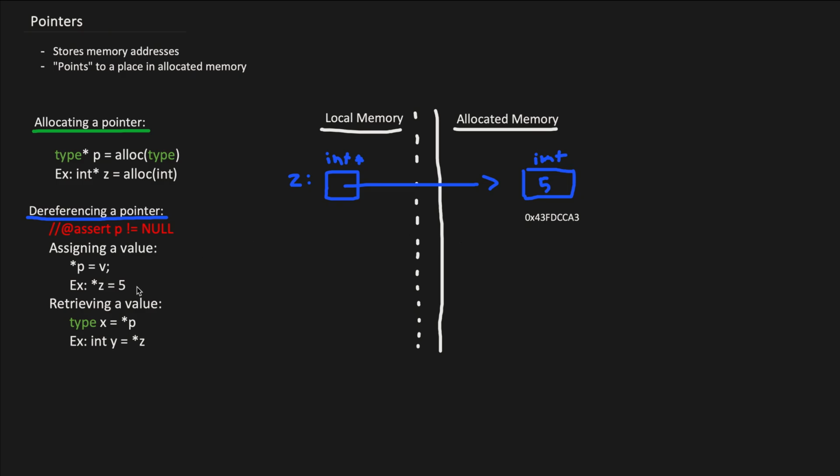And let's say we want to get the value of a pointer. So for pointer p, if we want to store the value it's pointing to in some type x, we can say type x is equal to star p. So let's say we want to store the value that z is pointing to into an integer y. If we say int y is equal to star z, this will essentially create another variable y, and it'll get star z. So you see the star, you can follow the arrow, and it'll just get 5. So this will make y equal to 5 in local memory.